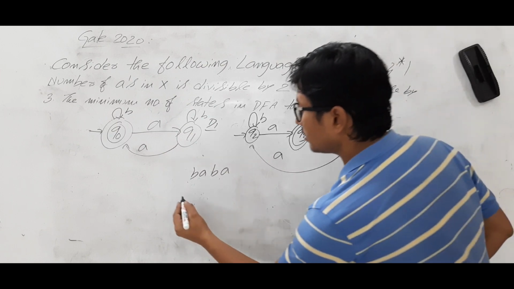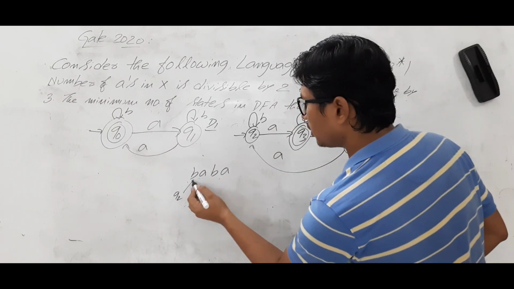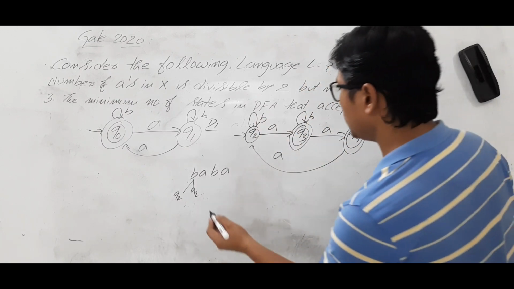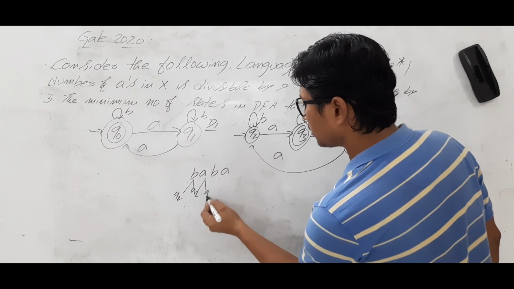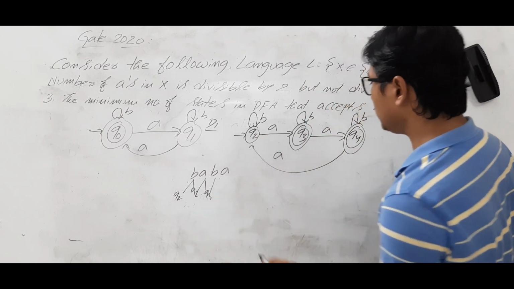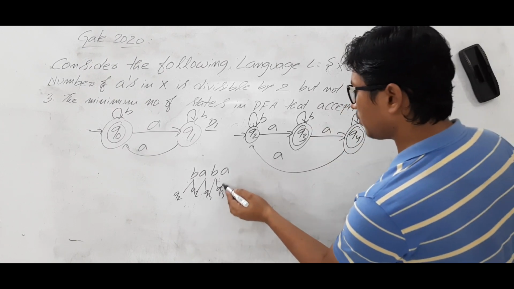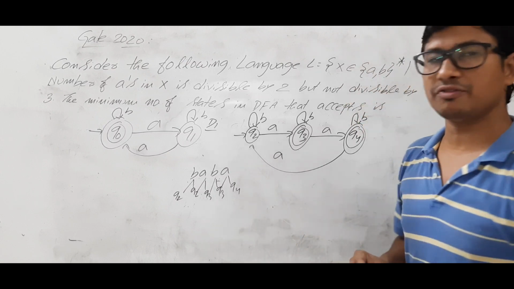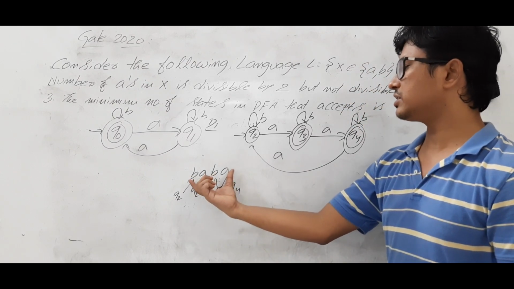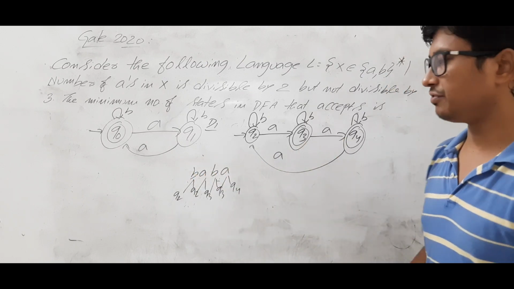So let me take it. From the initial state Q2, on B I go to Q2 alone. Q2 on B, I am in Q2. Q2 on A, I am going to Q3. Q3 on B, Q3 itself. Q3 on A, I am going to Q4. Is Q4 a final state? Yes, Q4 is a final state. So this string, whose number of A's is not divisible by 3, is accepted by the DFA.